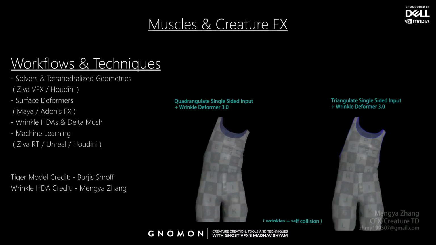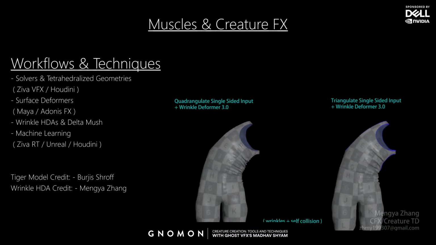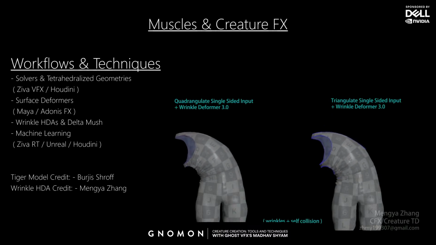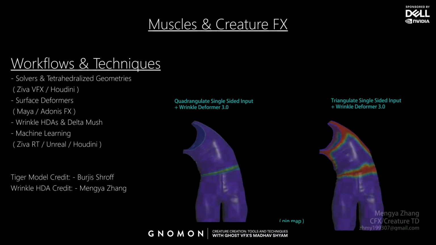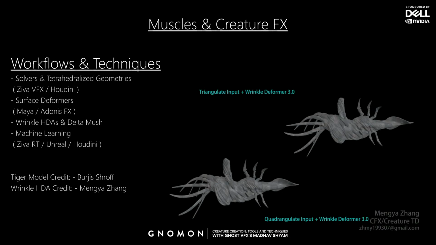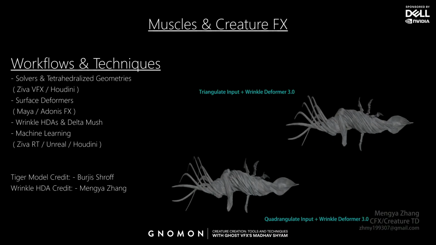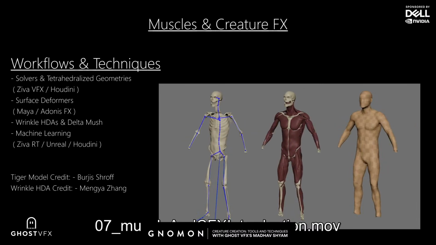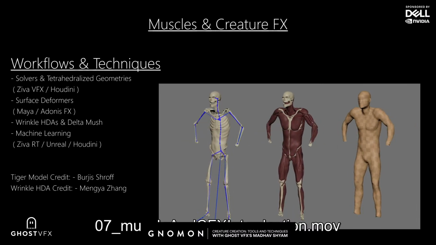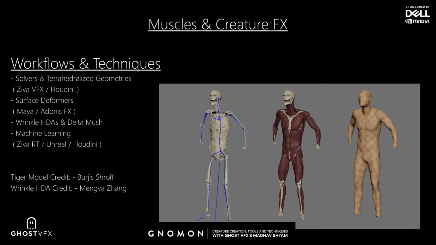So if you layer stuff, it's fantastic. So this is a really cool wrinkle HDA that Mengia made. She's a super talented CFX artist. And it creates basically procedural wrinkles for you in Houdini. And that's super nice because there are sometimes in production you don't want to actually go through a full cloth solve. So if you can have an HDA that's going to create some wrinkles for you, then it gets the job done a lot quicker.